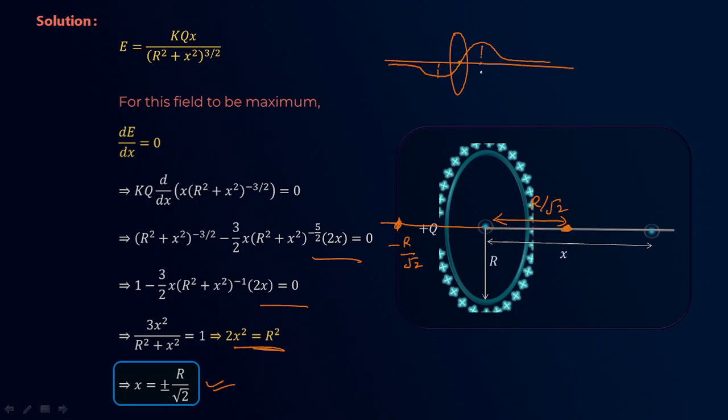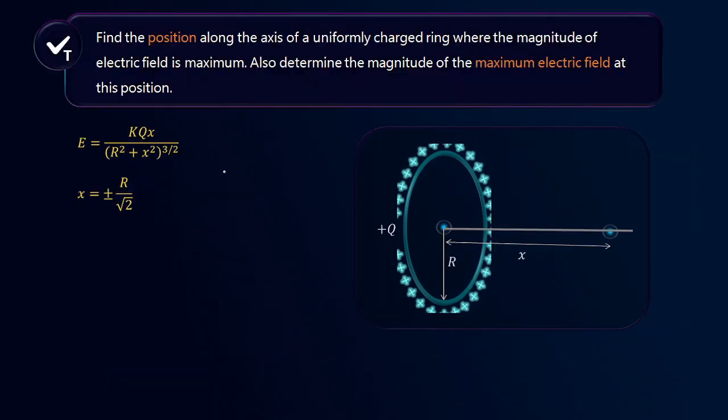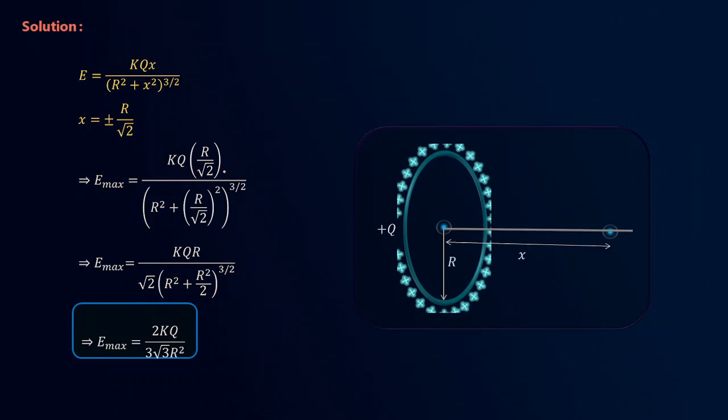And this value is what? R by root 2, and this will be how much? Minus r by root 2. Yes or no? Simple, easy, right? And what is the maximum value if I want to find? I can put the value of x in this expression as r by root 2, and I can find the maximum value of electric field along the axis. If I put the value, you can simplify, simple calculation. So 2kq by 3 root 3 r square, right?